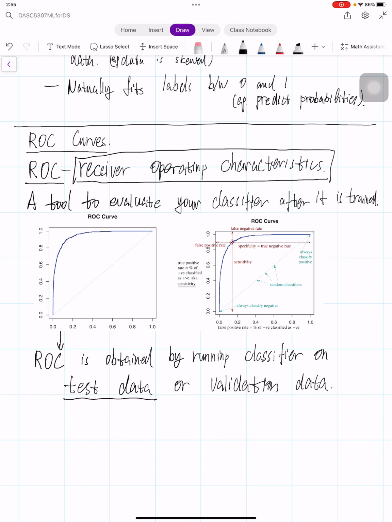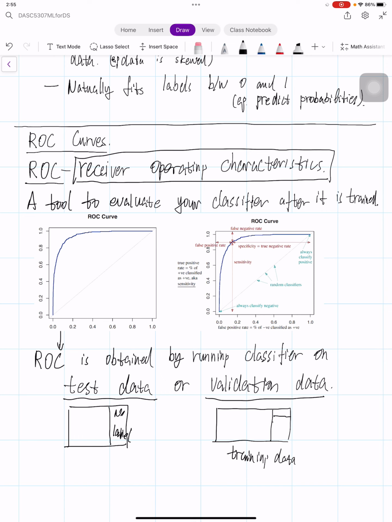So what's the difference between test and validation? Test means some new future data. Suppose you do not have the label, okay? No label. The validation set is part of your training data set.